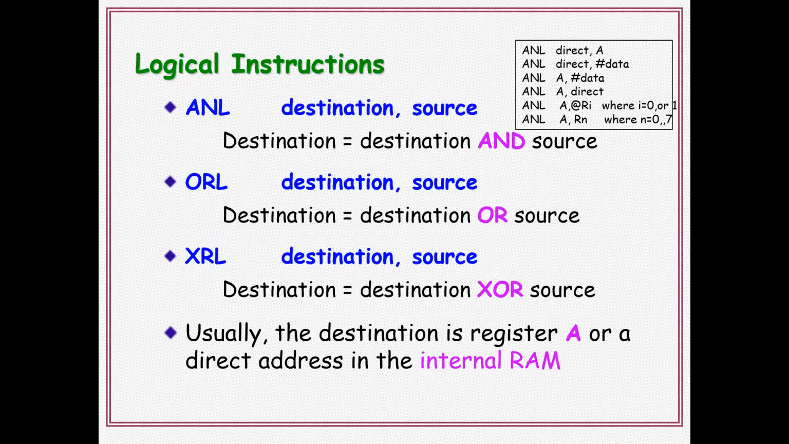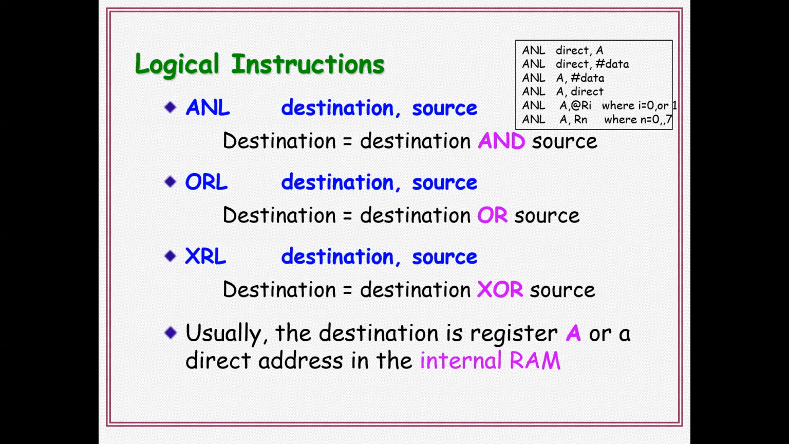For the OR operation, ORL destination, source. Here also the syntax is the same: destination equals destination OR source. XRL, the XOR logic operation, destination, source: destination equals destination XOR source. Usually the destination is register A or a direct address in internal RAM.